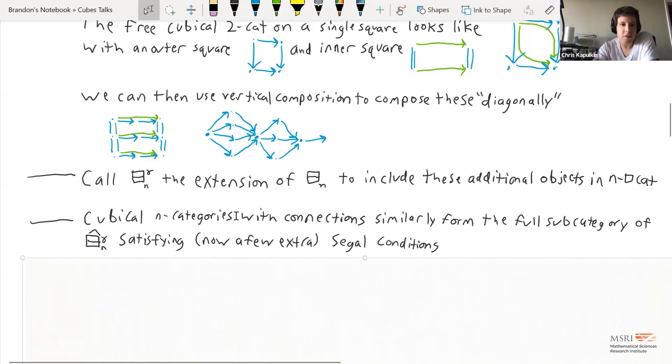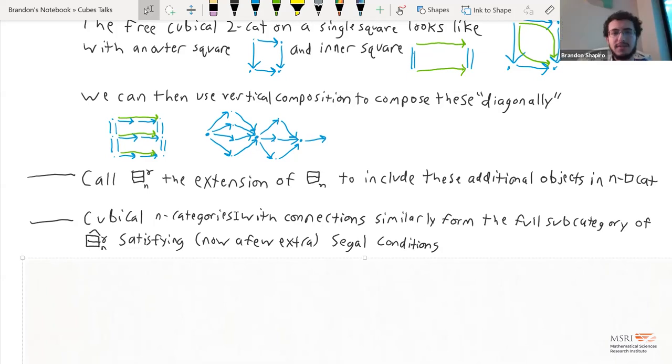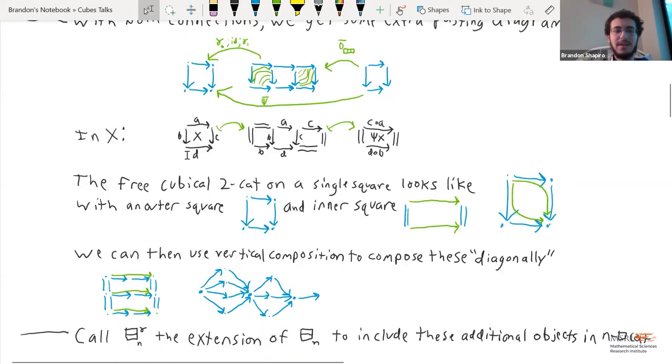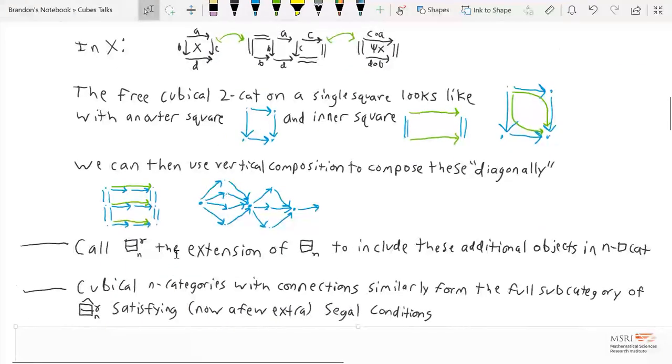We have another question in the chat. Are these new objects or new maps? So these are new objects, which come with maps. We're taking the full subcategory, but the maps, like this map, for instance, we already had, which is part of why it's not going to make a difference whether we define cubical N categories as Segal pre-sheaves over the original theta N or this.